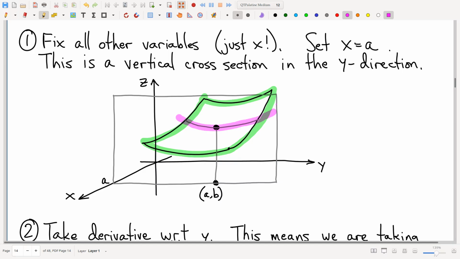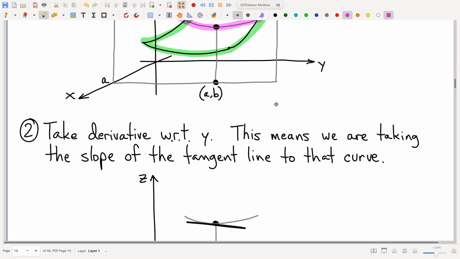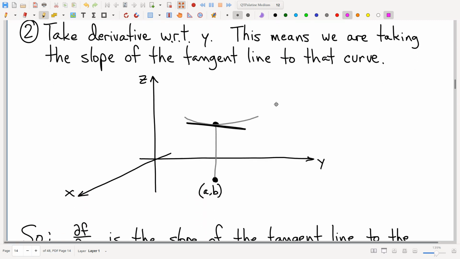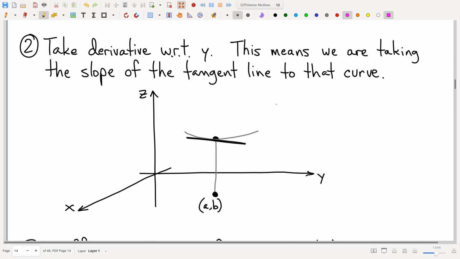Okay. Step two. Keep in mind, this was our cross-section curve that we just talked about. Step two says take the derivative with respect to the variable you're taking the partial with respect to. So we're doing a y partial, so here we're going to take the derivative with respect to y.